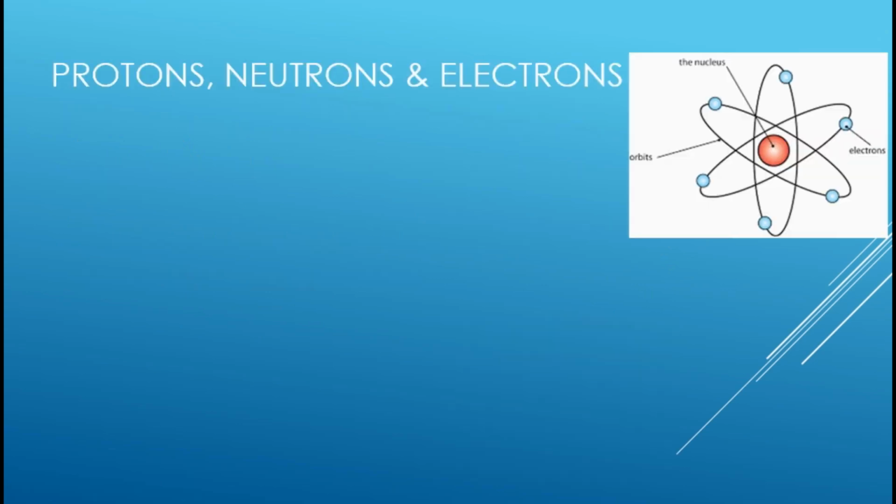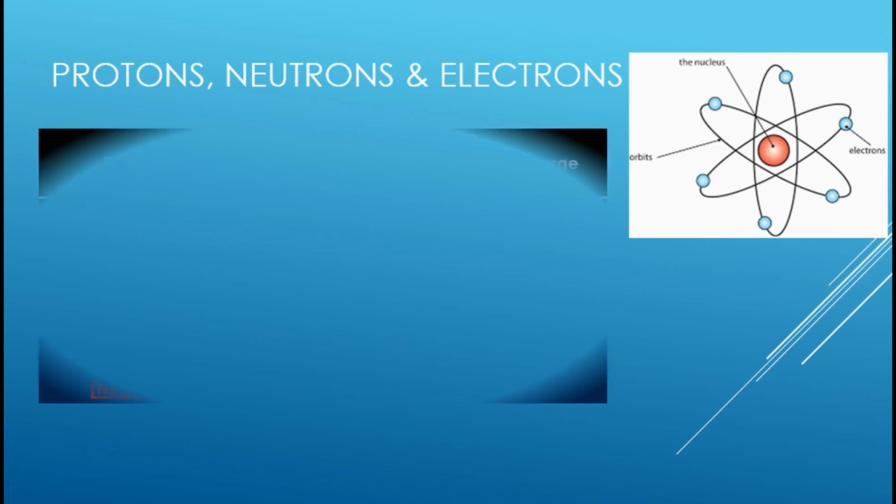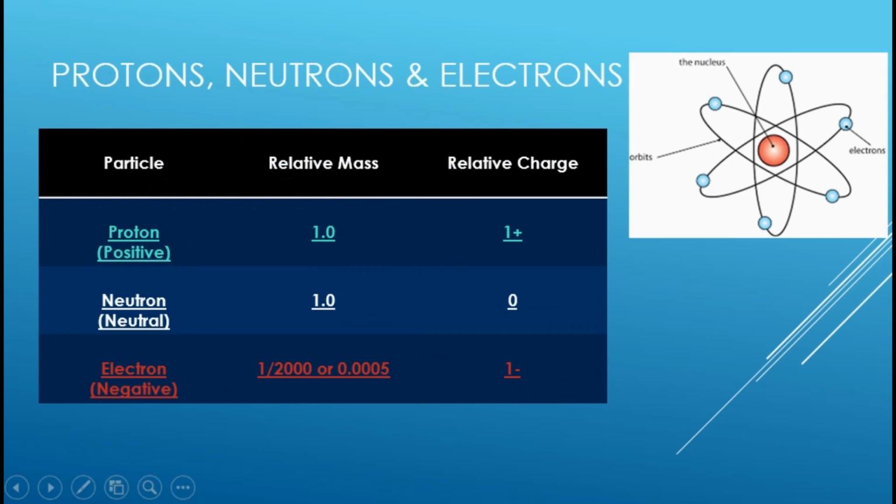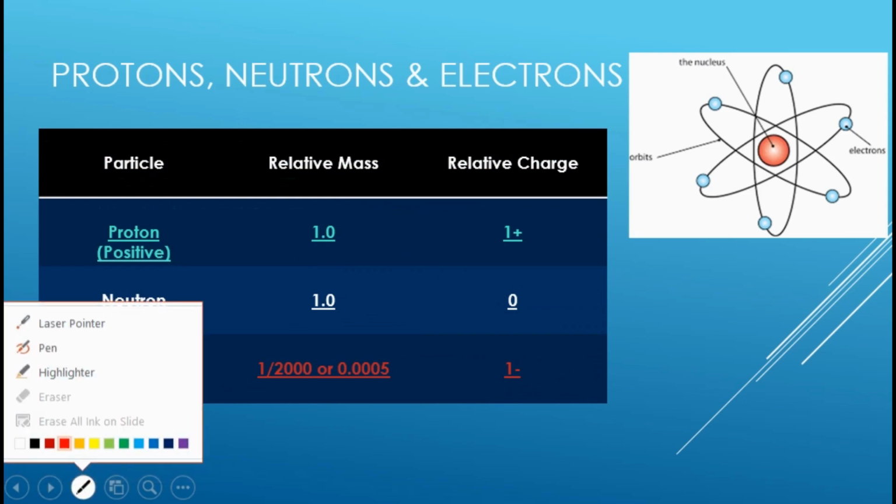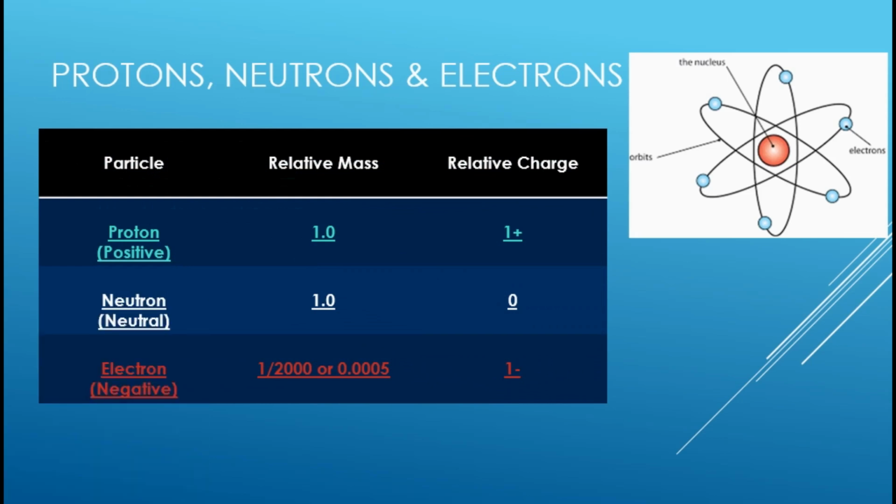Now, here we're going to talk about the protons, the neutrons and the electrons. So we see that we have our proton, our neutron and our electron. So here let's talk about the electrons. Our electrons will normally just orbit outside the nucleus. They just go around in a constant orbital ring, and they contain a negative charge.